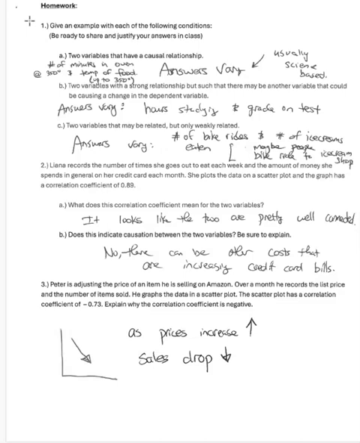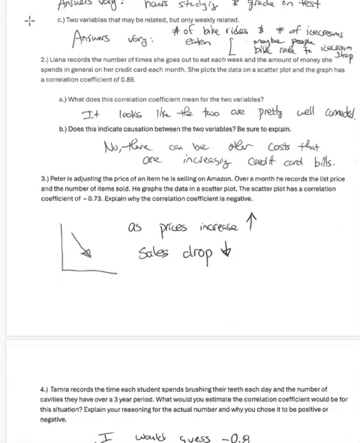between those two things. Next, Liana records the number of times she goes out to eat each week and the amount of money she spends in general on her credit card each month. She plots the data on the scatter plot, and the graph has a correlation coefficient of 0.89. What does the correlation coefficient mean for the two variables? It looks like the two are pretty well connected. There's a pretty good correlation. It's getting close to that 1 number.